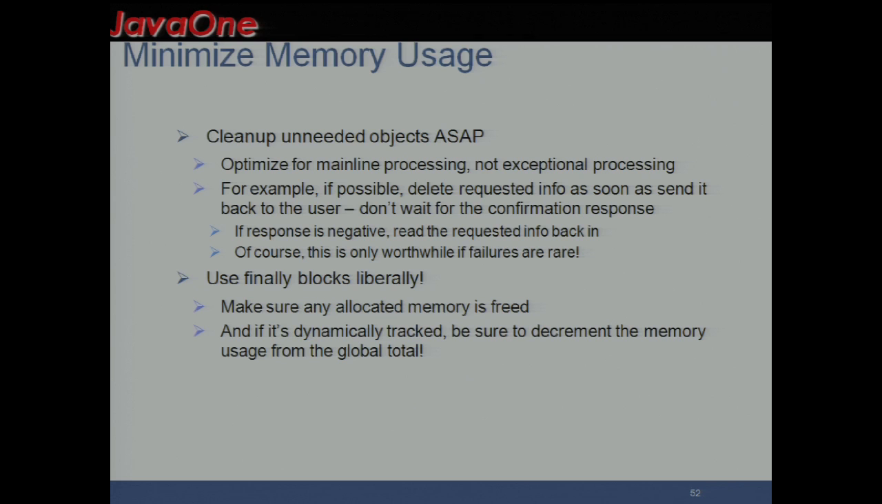And finally, use finally blocks as much as you can, right? You want to make sure that any memory you allocate gets freed. And if you're dynamically tracking it, right, it's being incorporated into this variable that you're tracking the memory usage of. You want to make sure that gets decremented if the thread dies. Because otherwise you can end up with what looks like a memory leak. Your variable that tracks the limit is going to be saying there's this memory being used, but it's not really being used by anybody.